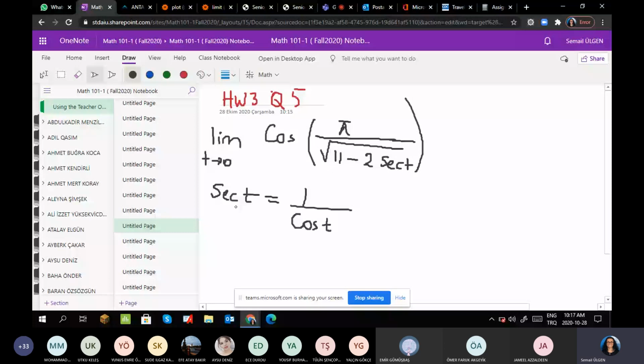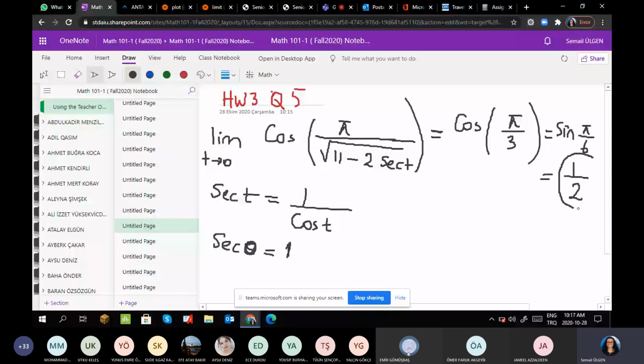So what is secant 0? It is 1 over cosine 0, which is 1. Because of this, we can put in the value, so we don't have any undefined. So this is equal to cosine of pi over 3, which is the same as sine of pi over 6, which is 1 over 2. And this function is continuous as t approaches 0.